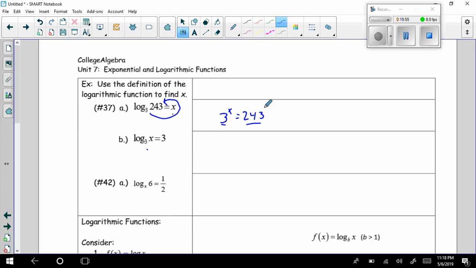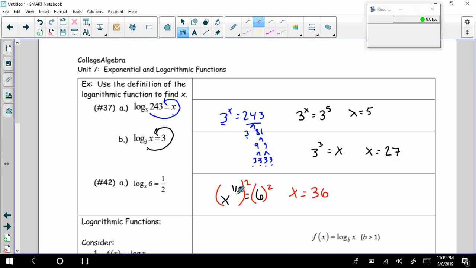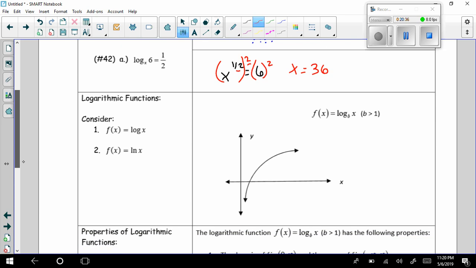So 243, we need to see how many 3's go in, so I'm going to factor this down. Okay, so I have 5 3's, so 3 to the x equals 3 to the 5th, so x equals 5. Here, 3 to the 3rd is equal to x, so x equals 27. Right, and then go ahead and try this last one on your own. Okay, so keep in mind, power to power we multiply, so to get rid of a fraction, I multiply by its reciprocal. So I raise both powers to the second, and x is 36.